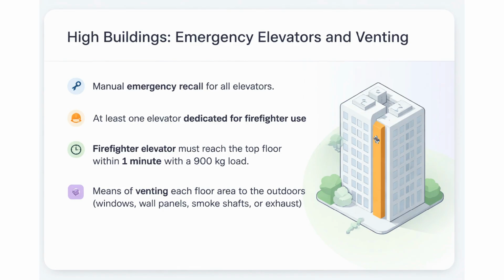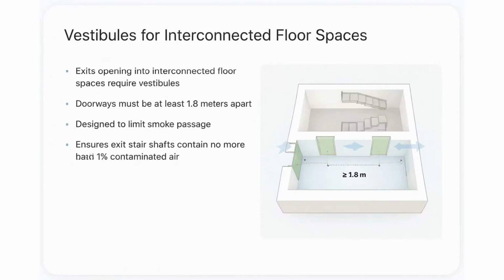even under fire exposure. When an exit opens into an interconnected floor space, it must be protected by a vestibule. This vestibule acts as an airlock. By keeping the doorways at least 1.8 meters apart, it effectively limits the passage of smoke, ensuring the main exit stair shaft remains safe and clear for evacuation.